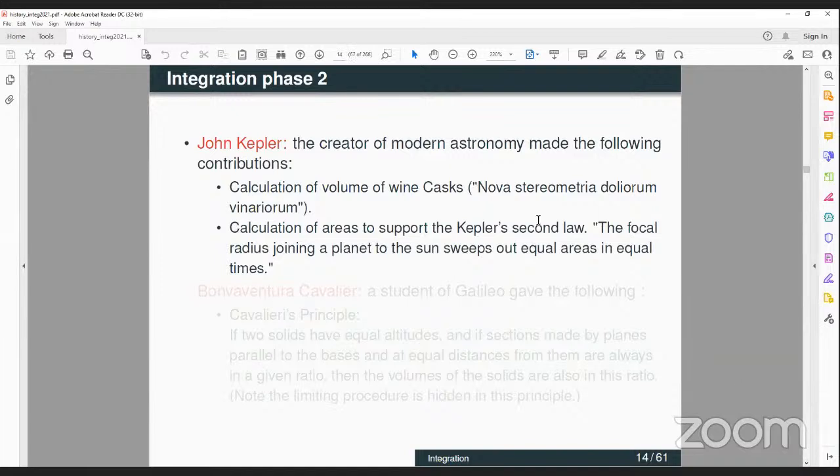Kepler's second law: the focal radius joining planet to sun sweeps equal areas in equal times. That involves, in some sense, integration.